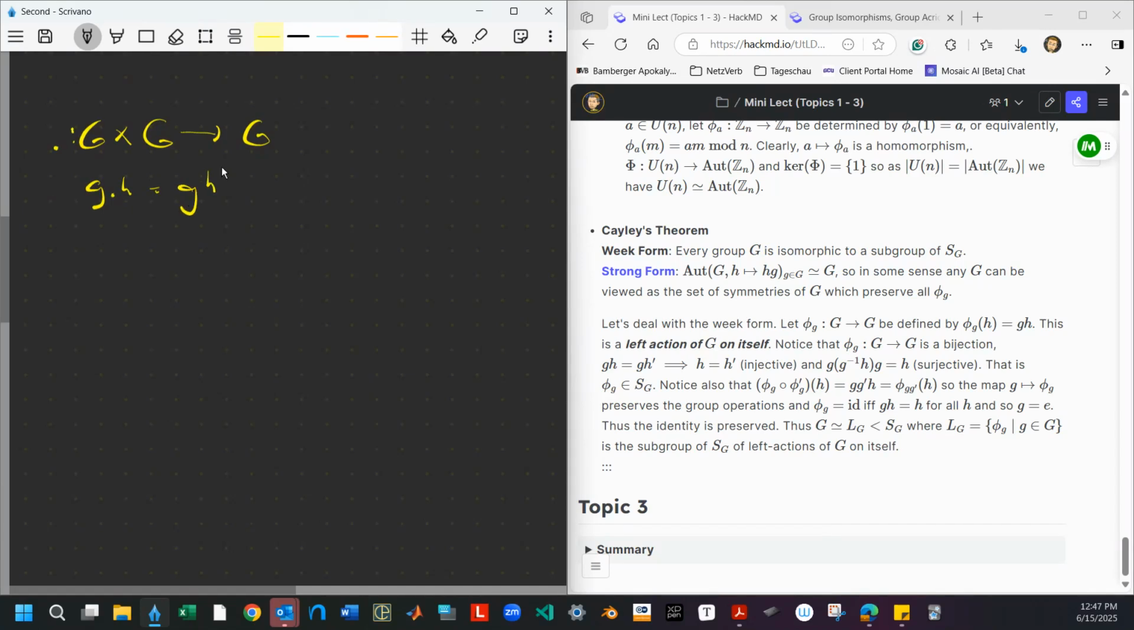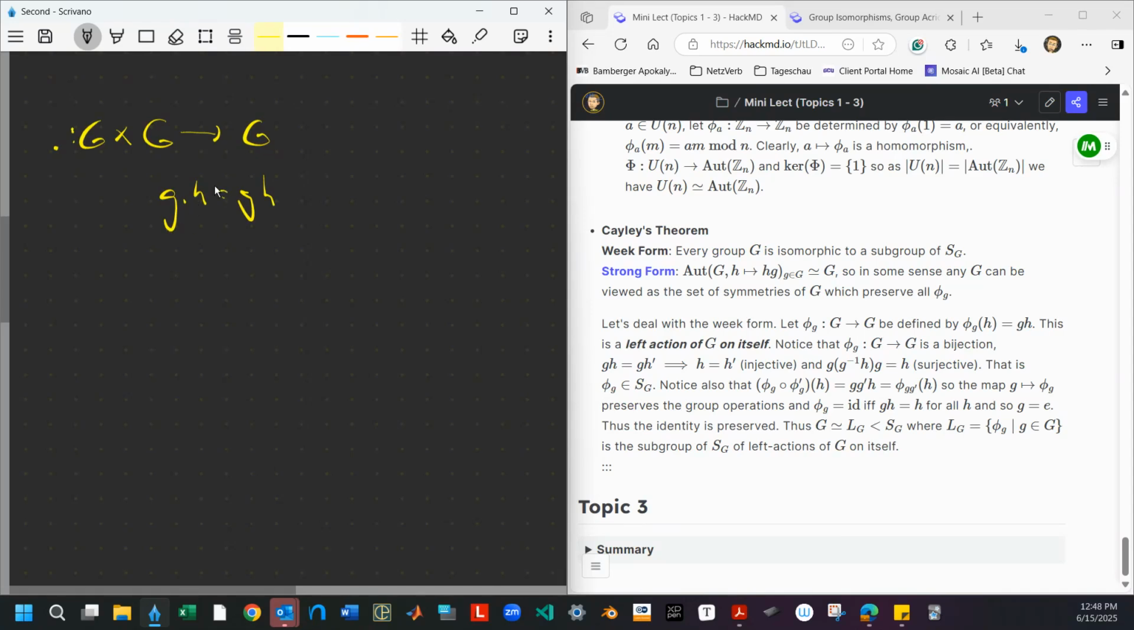I want to make sure, let's see. Maybe I actually want to look at, think for a second. No. Yep, that's what I want. Okay, because there's left and right actions, so I want to be a little bit careful. So I'm going to stick with what I said. So g dot h is going to just equal gh.